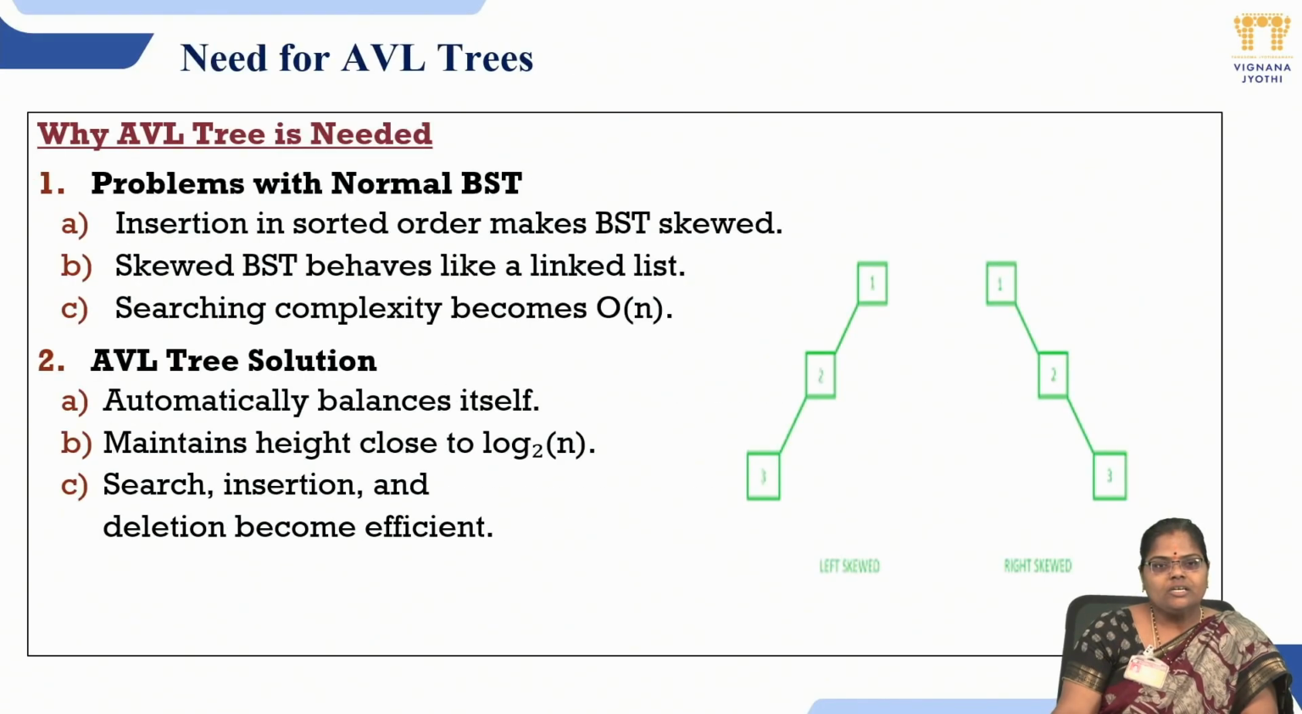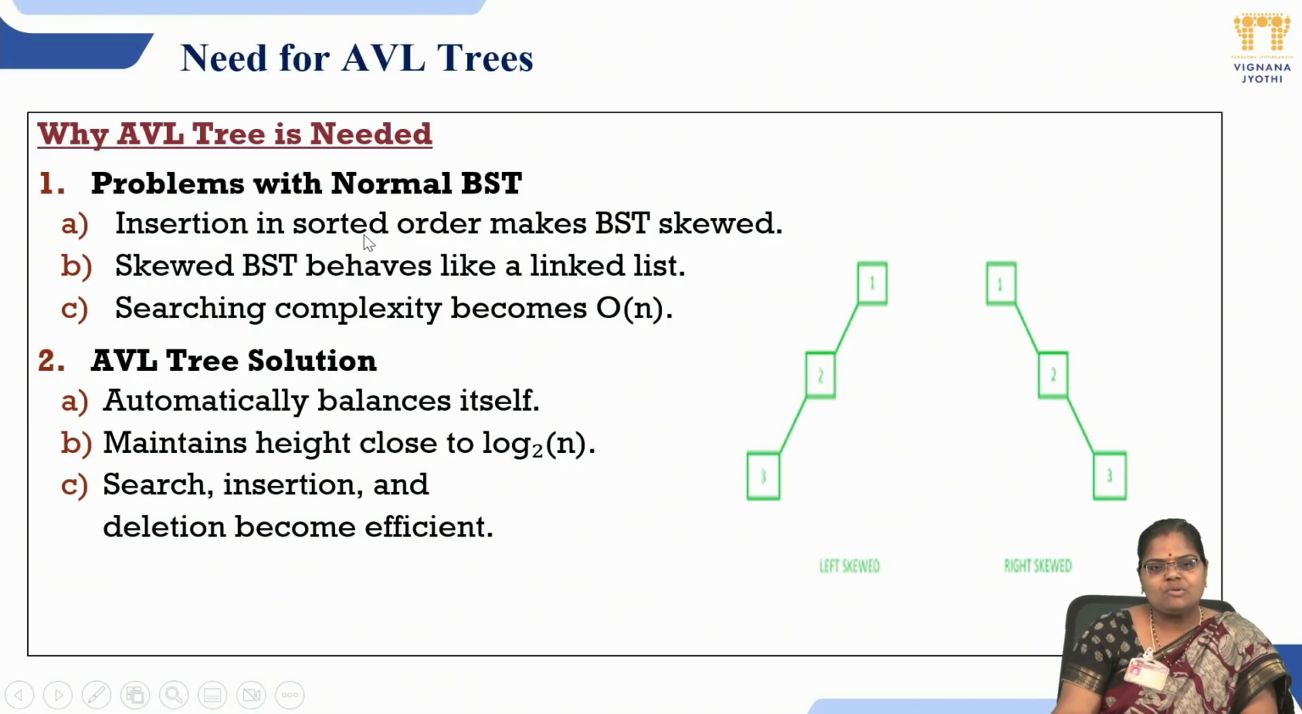Proceeding further, the need for AVL tree: the problem we have identified with normal binary search trees is that when we perform insertions in sorted order, it will form a skewed tree, something like a left skewed or a right skewed tree, wherein the height is not balanced. So in order to reduce this, we go for AVL tree. The skewed tree behaves like a linked list, so the searching complexity will increase here. That is big O of n with respect to the binary search tree. This we are trying to reduce to big O of log n with the help of AVL trees.